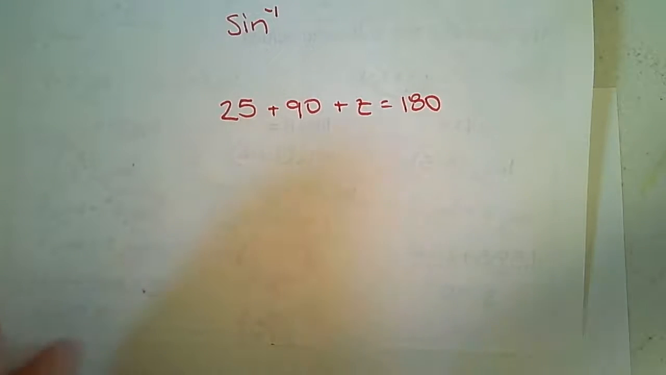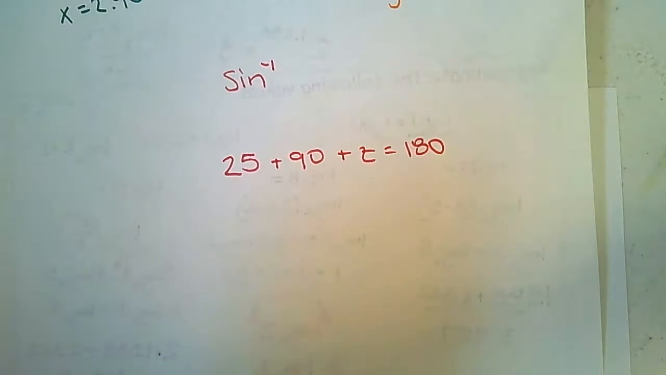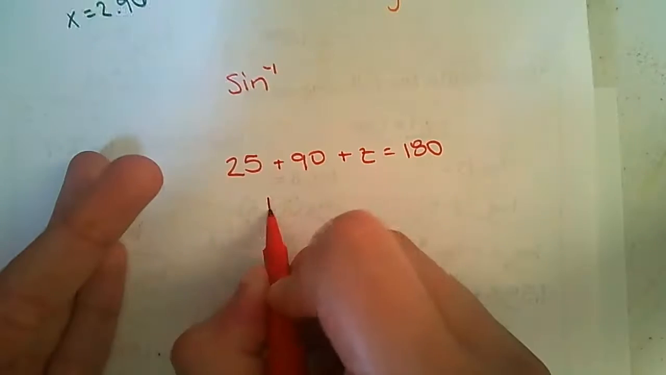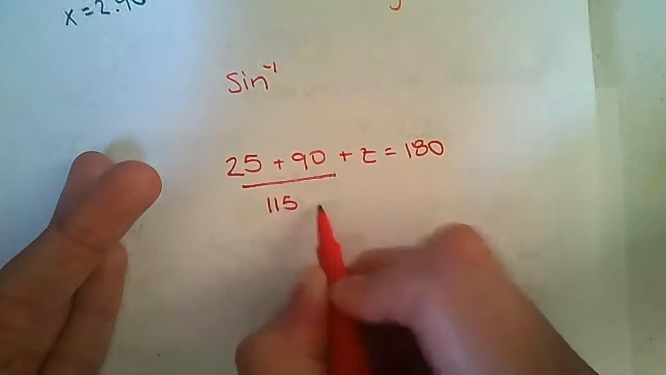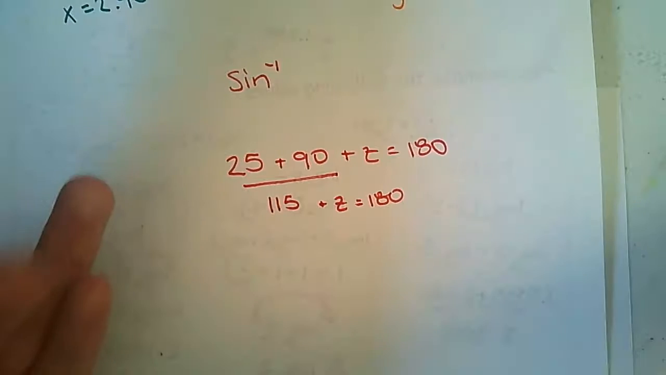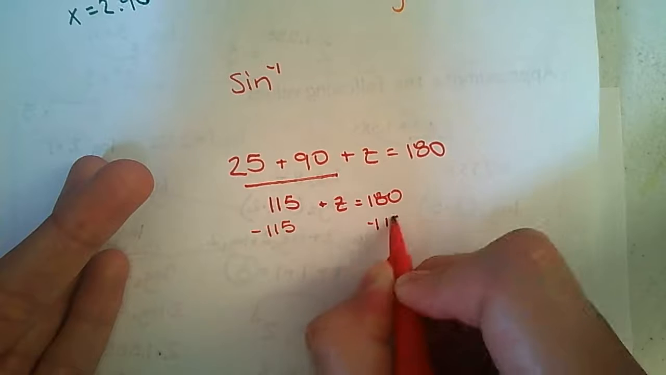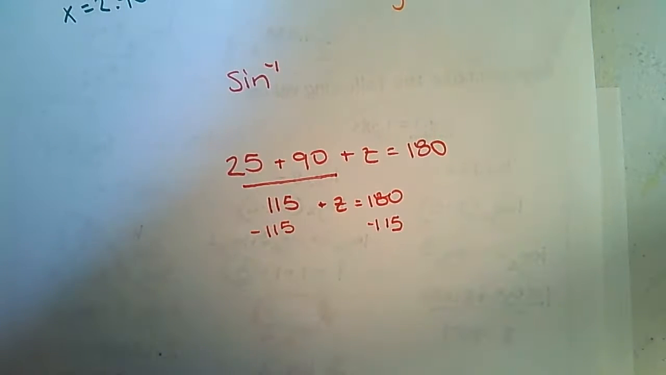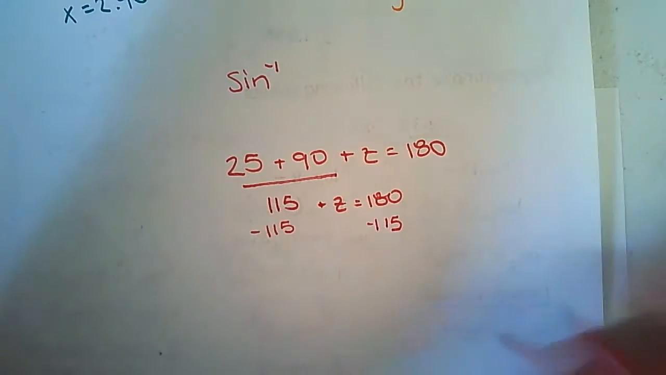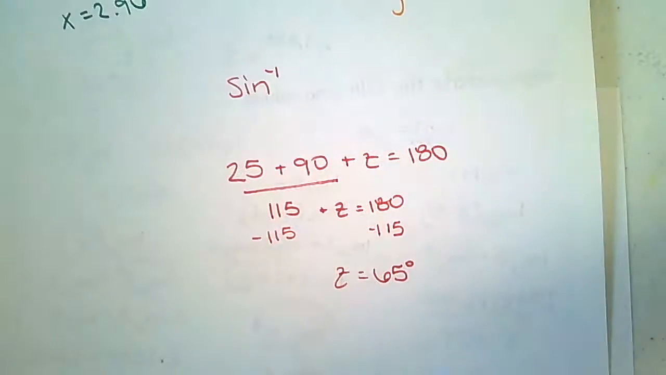And now all I have to do is solve for Z. So let's see, 25 plus 90 gives me 115. So if I clean those up. And then to solve for Z, I'm going to subtract 115 from both sides. And I'm going to get Z equals 65 degrees.